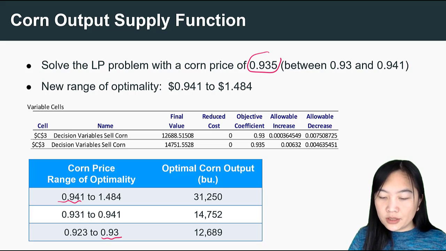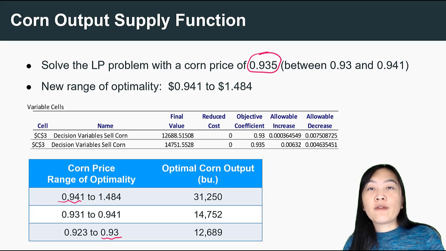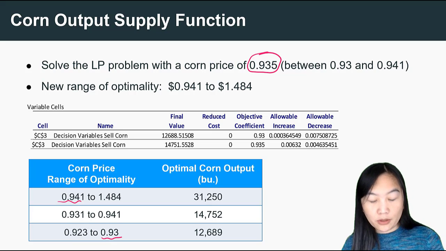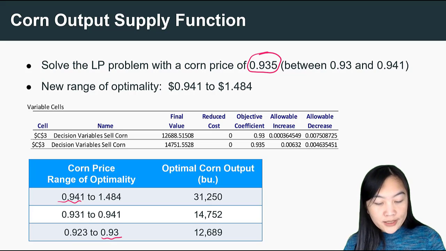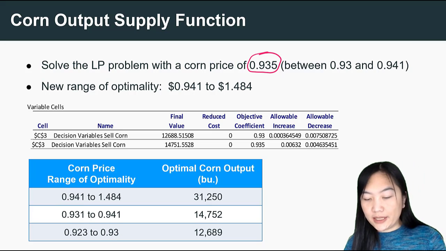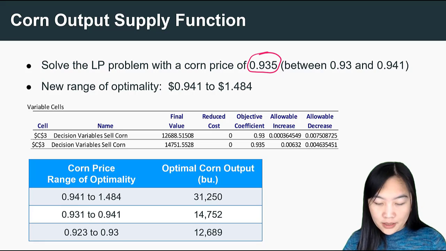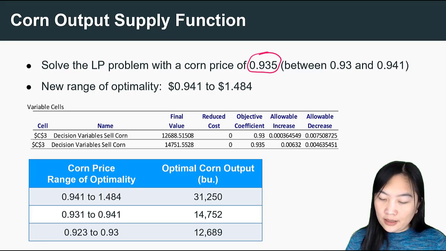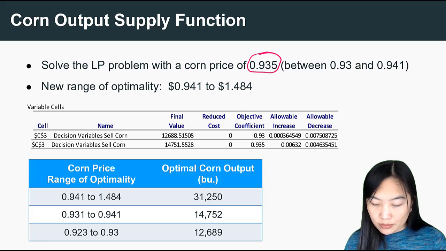So I chose a number 0.935. You might choose another different number, maybe for example, 0.940. And then you solve your problem again. So this time, when I solve this problem again, I go back to the template, change the objective function coefficient, and then generate the sensitivity report.